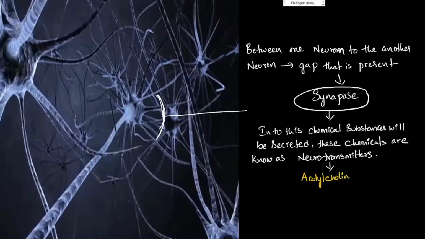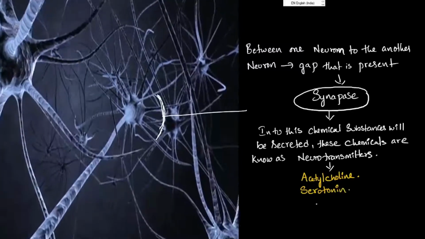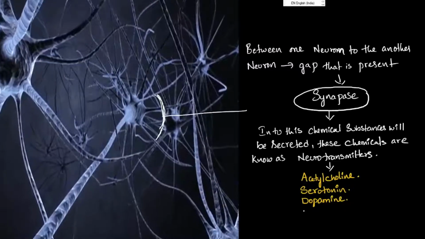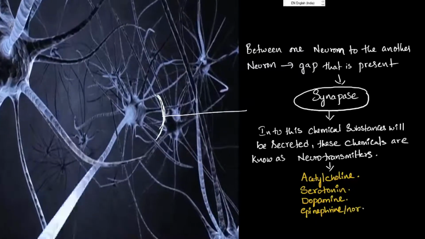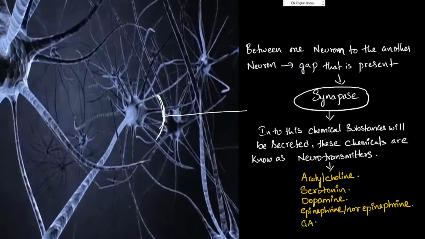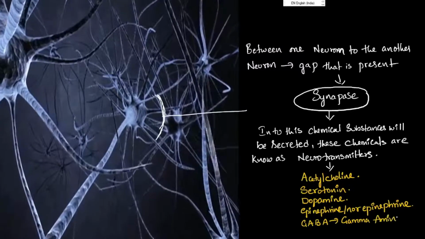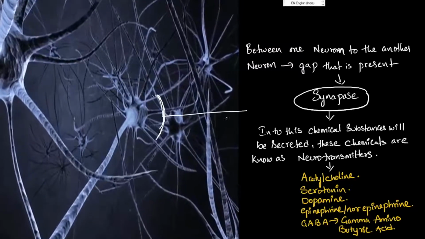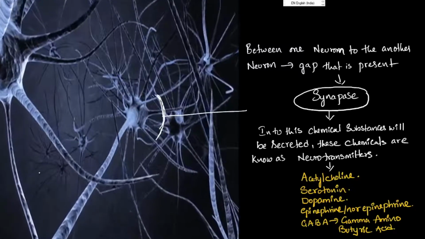Acetylcholine is one of the neurotransmitters. Serotonin is one of the neurotransmitters. Dopamine is one of the neurotransmitters. Next one is epinephrine, norepinephrine. Next one is GABA. GABA means gamma amino butyric acid, students. So these are all the neurotransmitters that are produced into this synapse gap, students. You can expect odd man out questions from these.